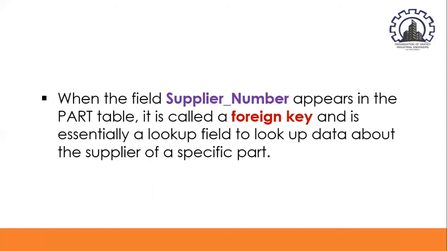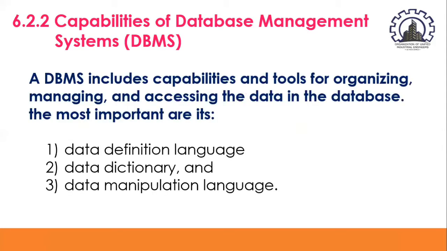All right. The next key subtopic is the capabilities of the database management system, or DBMS. A DBMS includes capabilities and tools for organizing, managing, and accessing the data in the database. The most important are its data definition language, data dictionary, and data manipulation language. DBMS have a data definition capability to specify the structure of the components of the database. It is used to create database tables and to define the characteristics of the fields in each table. This information about the database is documented in the data dictionary.